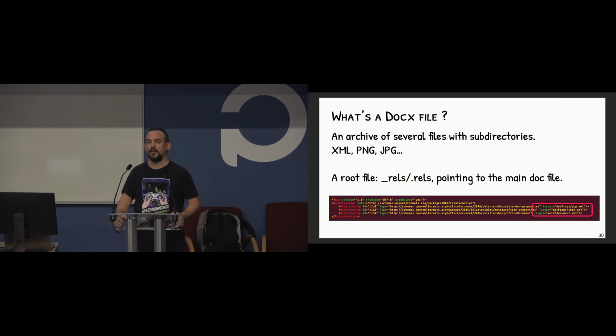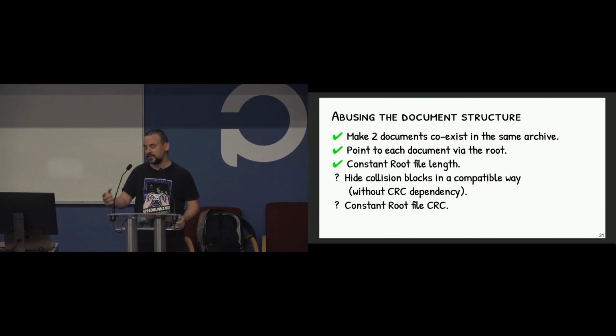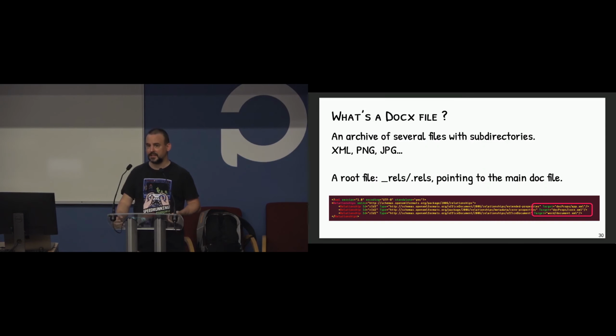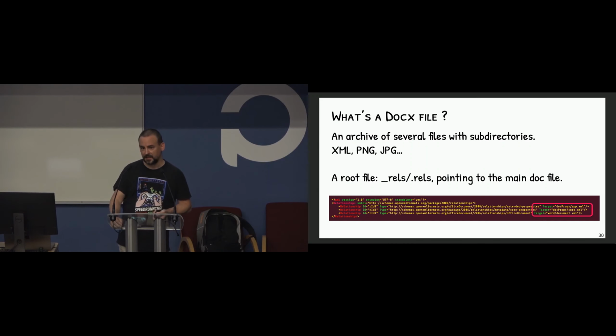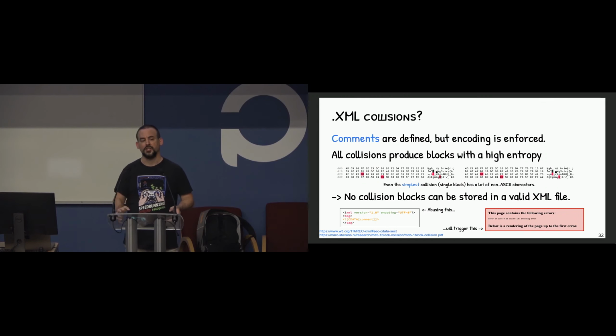Now, what's technically a docx file, an office file? It's an archive of several files with subdirectories, and there is a root file that is an XML file, and it is pointing to the main doc file. So the idea is: first, does it work if you make two documents coexist in the same archive? Yes, it works. Can you move the files around as long as you update the path in the XML? Yes, it works. Now the problem is that this file is XML, and you cannot have collisions of XML.